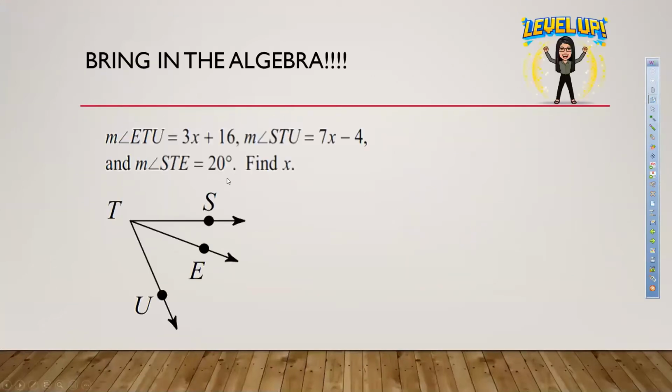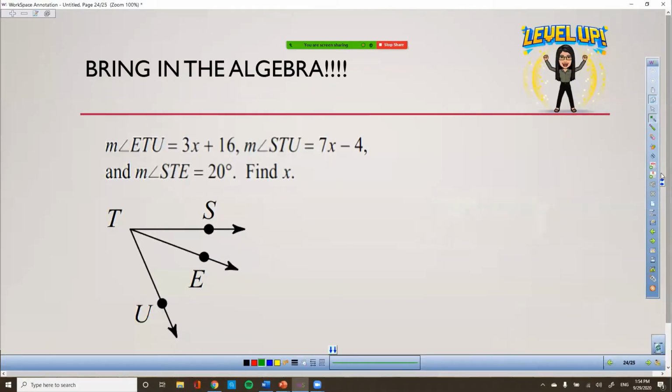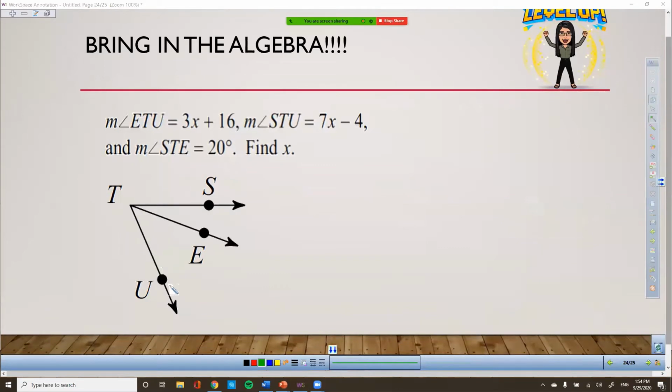But then let's go ahead and bring in the algebra. Now our examples here are going to be with a lot of algebra, but the same thing applies here. They're telling me that the measurement of angle ETU is 3x plus 16, the measurement of angle STU is 7x minus 4, and the measurement of angle STE is 20 degrees. Then they want me to find x. But again, we can do the same thing here to make our lives a lot easier. Let's go ahead and call angle STE angle 1. Let me use a different color here. Let's name this first angle STE as angle 1.